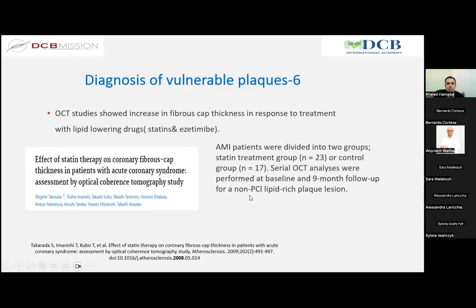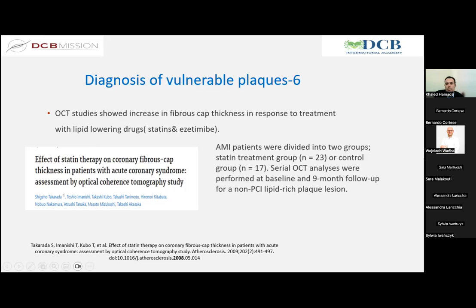Also, OCT studies show an increase in fibrous cap thickness in response to treatment with lipid-lowering drugs, statin and ezetimibe, what's called plaque stabilization. First, this study examined the effect of statin therapy on coronary fibrous cap thickness. They included acute myocardial infarction patients who were divided into two groups.